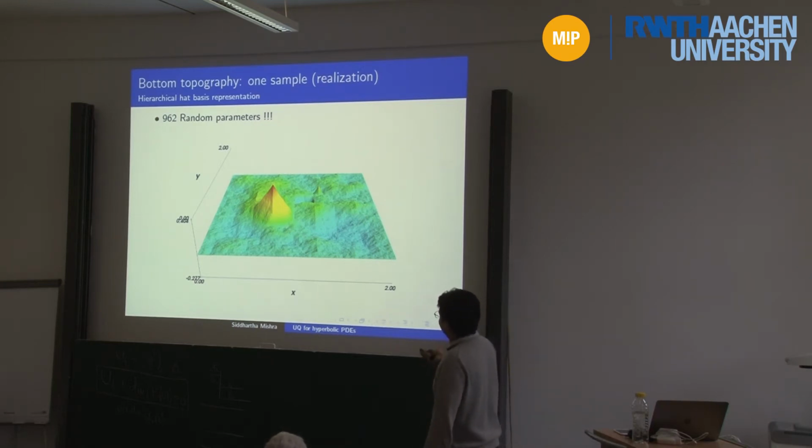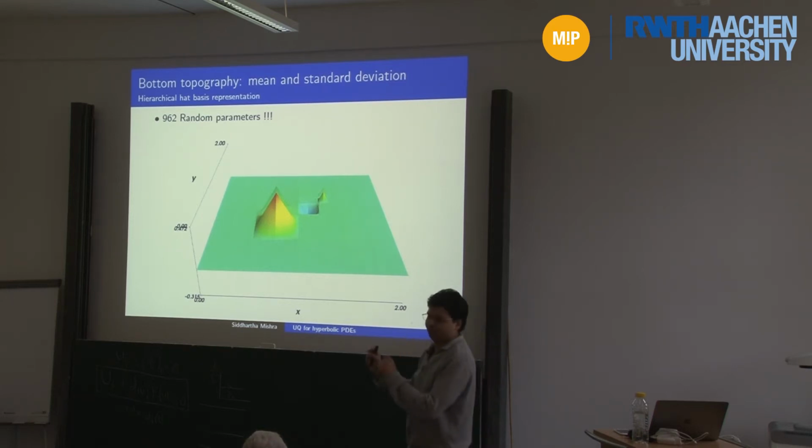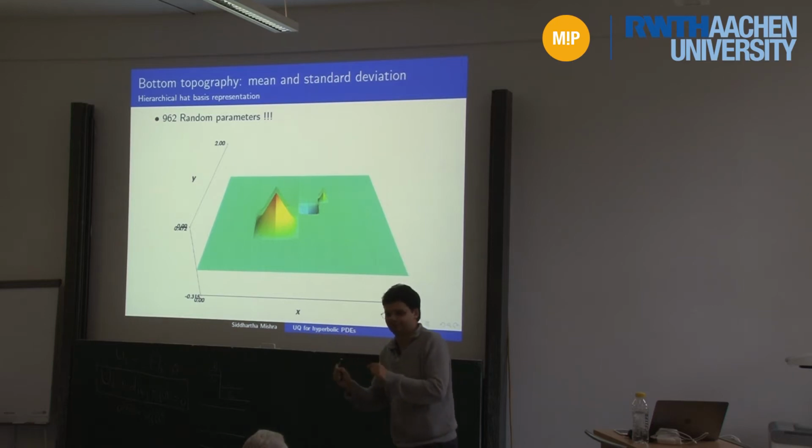Here is an example, a realization. It's a very simple topography. You have a hill and a valley. And this is the mean plus standard deviation, and the mean itself. But the point is that there is a clear description of these parameters, and you have 962 of them.